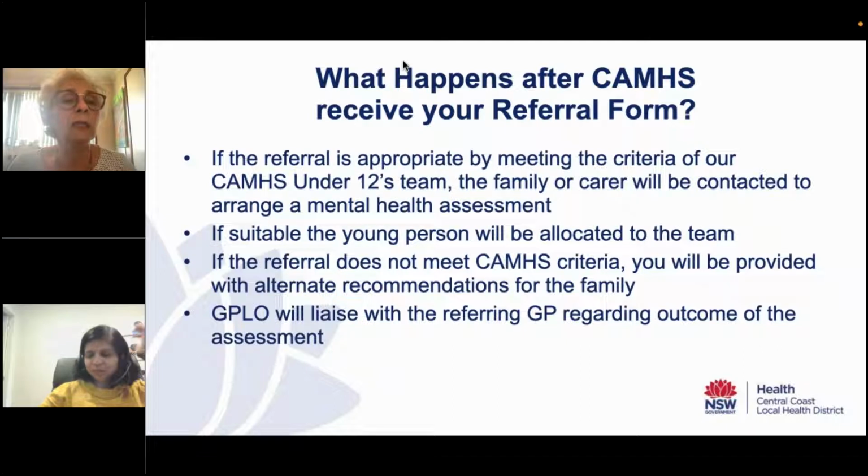We will contact, and if this referral is appropriate and meets the criteria for the under 12 team, I will usually contact the family or the carer and arrange for a mental health assessment. Once we've completed the mental health assessment, that young person will be allocated to the under 12 team. If the referral does not meet the criteria, I will always come back to the GP and offer alternative recommendations for the family. And also I will link with the GP and inform them about the outcome of the assessment, whether we have accepted the young person or not.